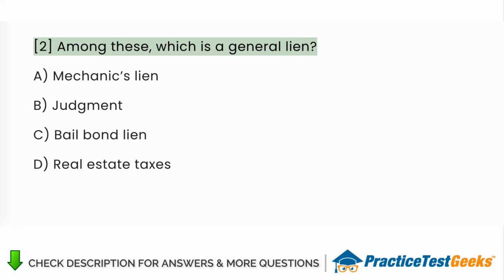Among these, which is a general lien? A. Mechanics lien. B. Judgment. C. Bail bond lien. D. Real estate taxes.